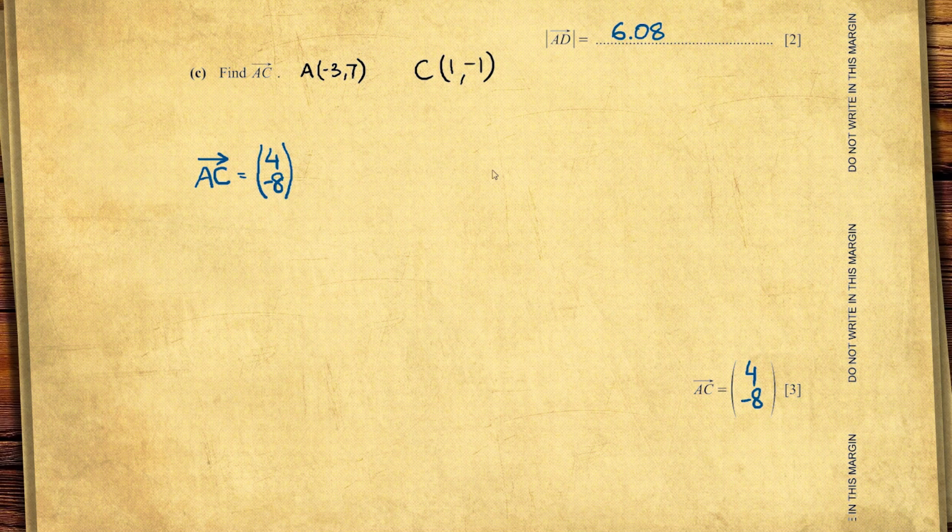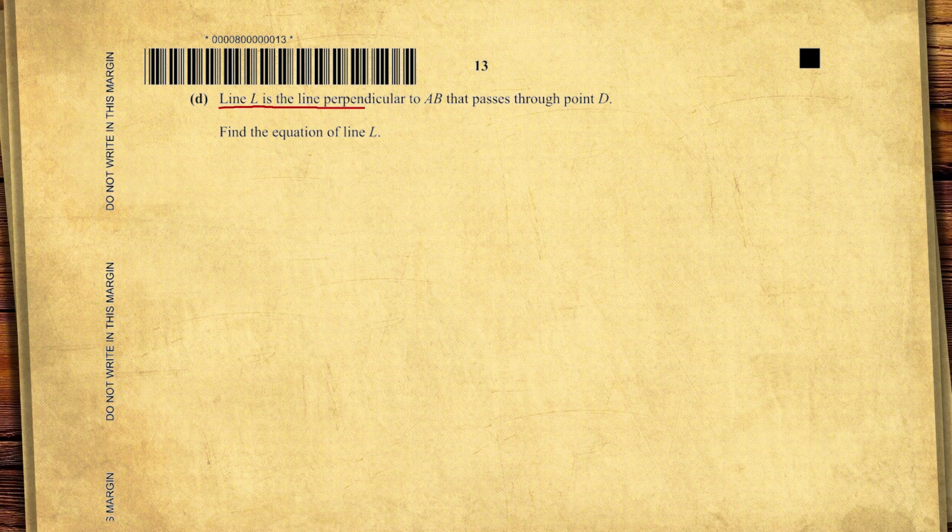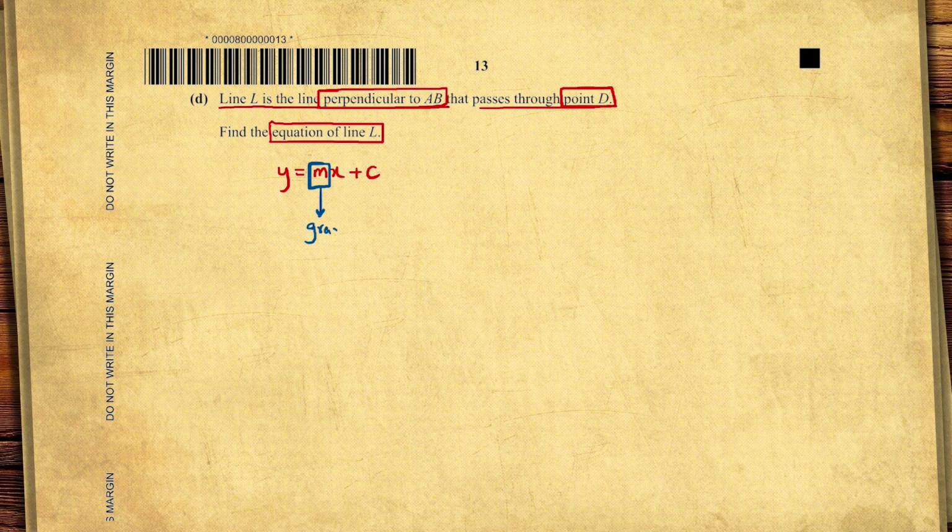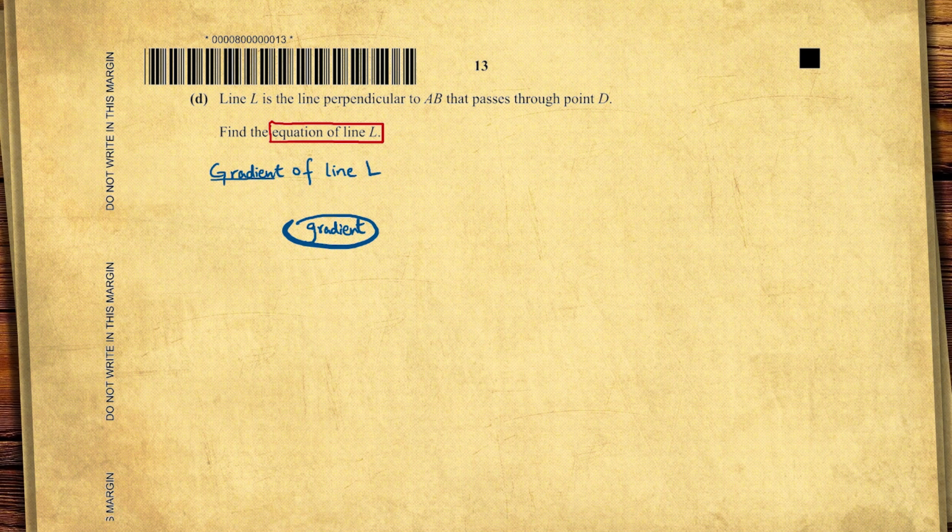In the next part, part D, the question says, line L is the line perpendicular to AB that passes through the point D. Find the equation of the line L. Now the equation of a straight line is in the form y equals mx plus c. And in this equation, m is the gradient of the line and c is the y-intercept of the line. First, let's calculate the gradient of the line. So, gradient of the line L.